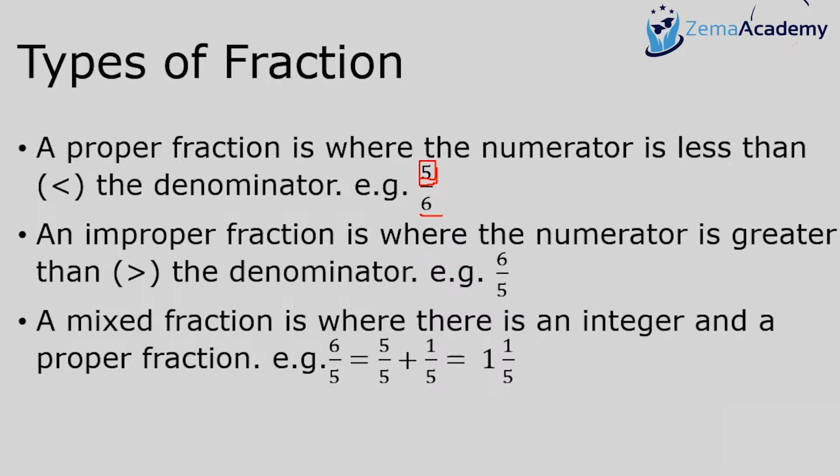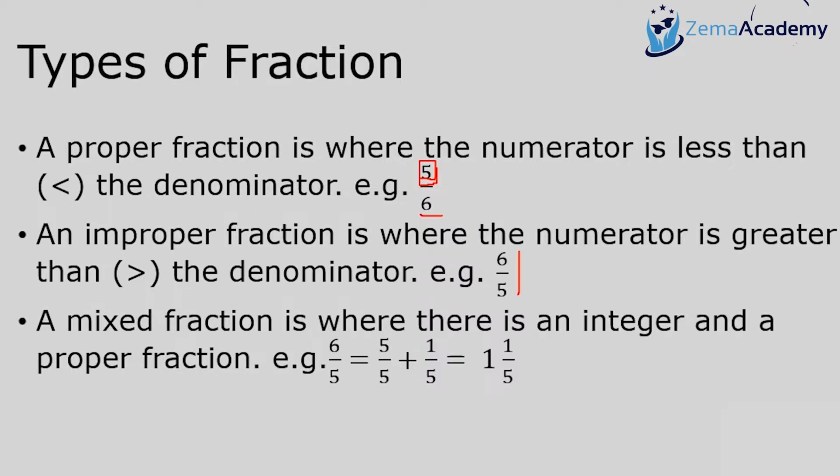An improper fraction is where the numerator is bigger or greater than the denominator, such as this one, 6 over 5. 6, the numerator, is a bit bigger than the denominator, and that makes this an improper fraction. Now, we can turn an improper fraction into a mixed fraction. And I've got an example here.